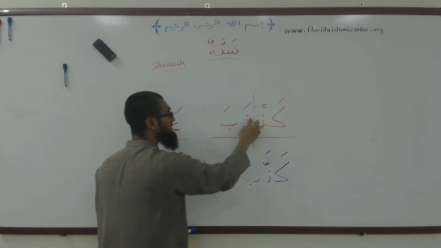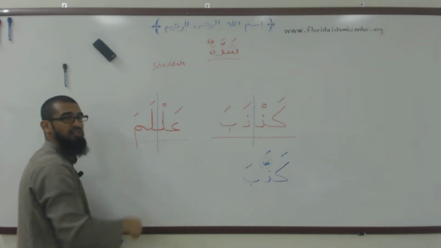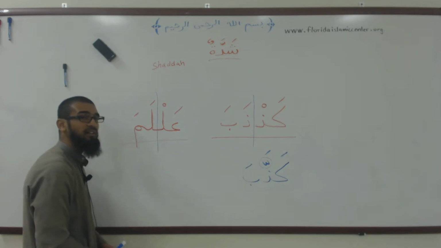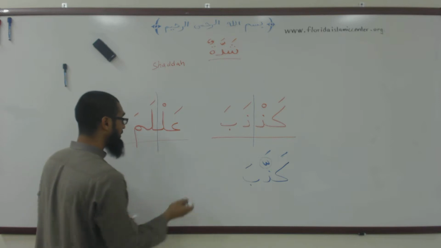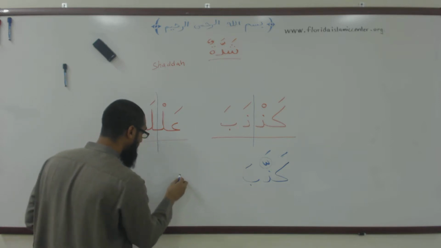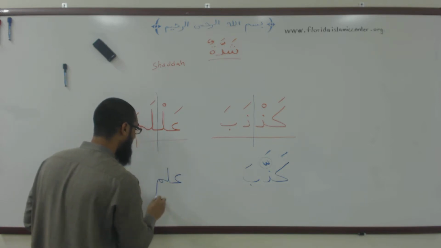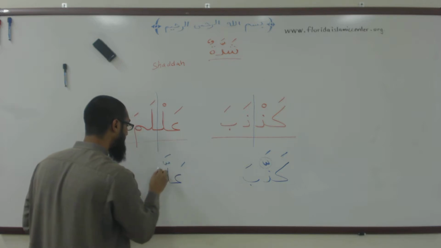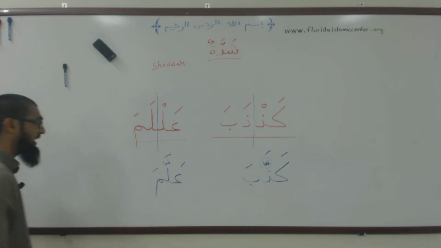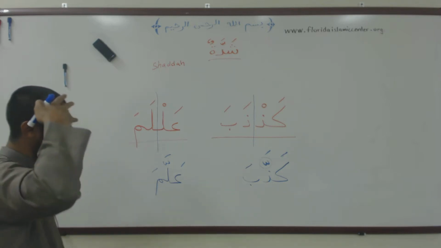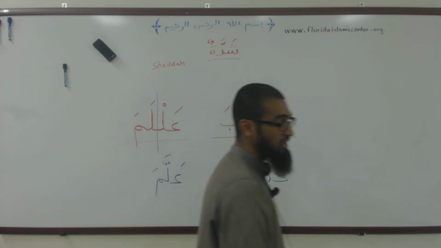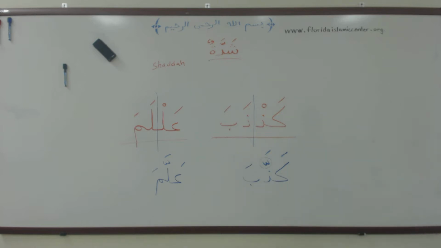Just like you did kadhaba, this would be allama. Allama, right? So when you write this, it's going to look like this. Allama with a shadda. And that is basically what a shadda is. It's two of the same letters.